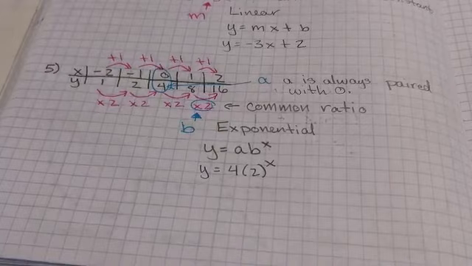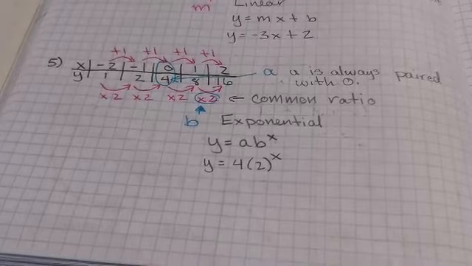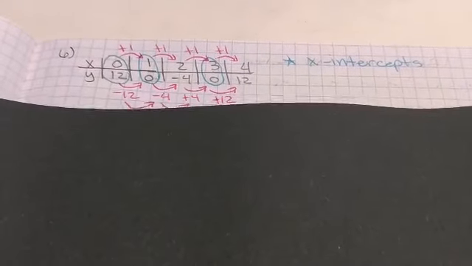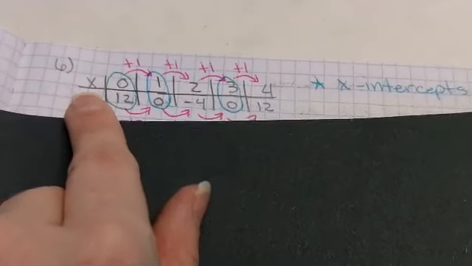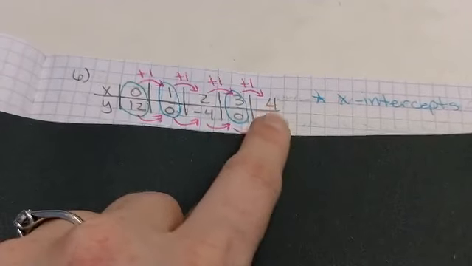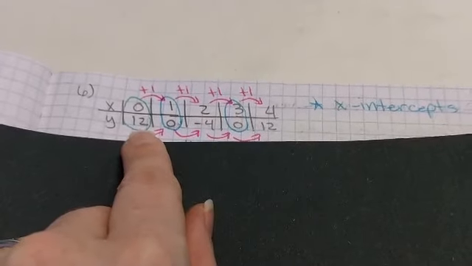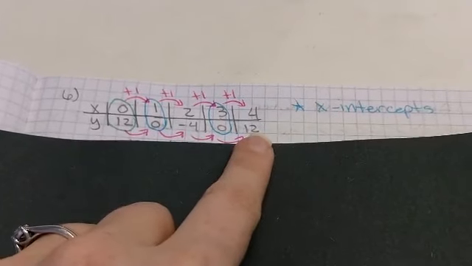So I know I said that I used 3 different colors. In my next one, I will have a third color added on. Okay, so here is example 6. So first thing that we have is our problem. On the top of our table, we have x, and then we have 0, 1, 2, 3, and 4. For y, we have 12, 0, -4, 0, and 12.